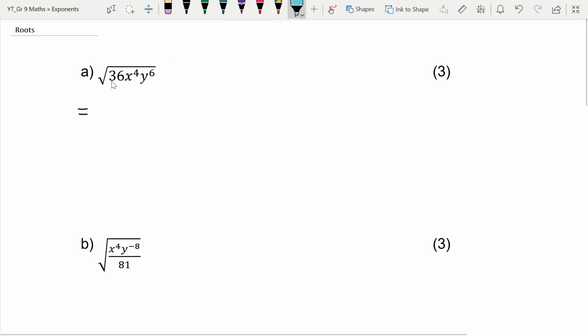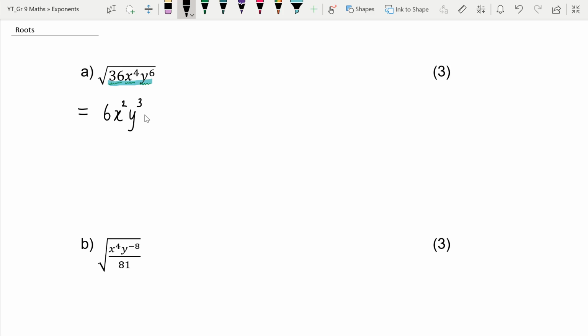Currently, everything under that square root is being multiplied. So that means that we can go get the square root of each of those separately, meaning we can go get the square root of 36. We can go get the square root of x to the power of 4, and we can get the square root of y to the power of 6. When we do that, the square root of 36 would be 6. The square root of x to the power of 4 would be x squared, or x to the power of 2. And then the square root of y to the power of 6 will be y to the power of 3.